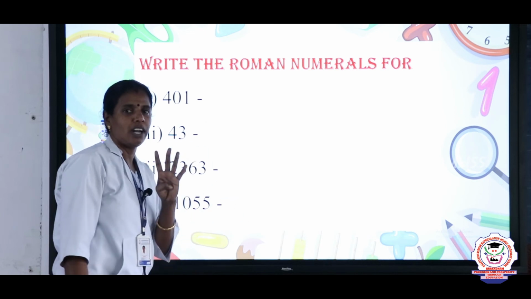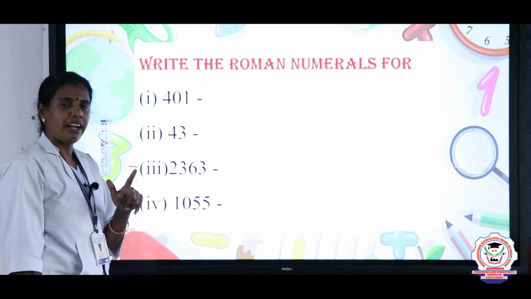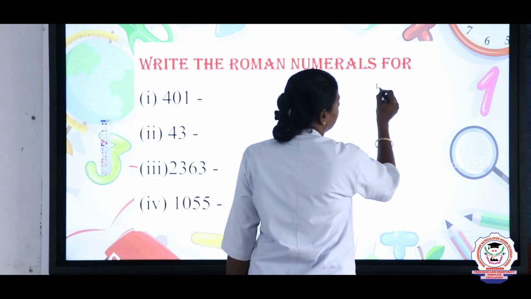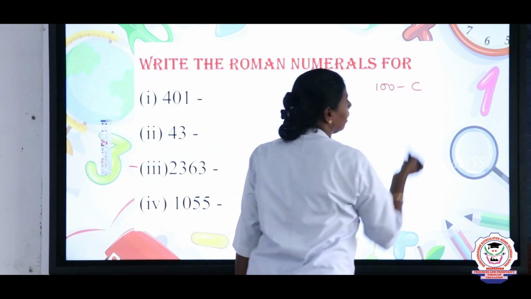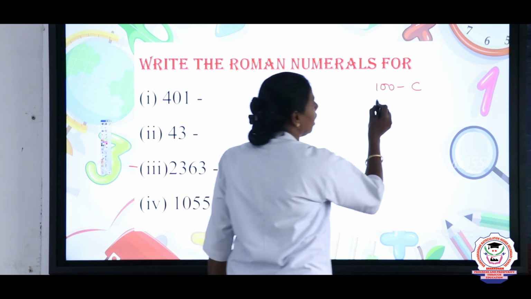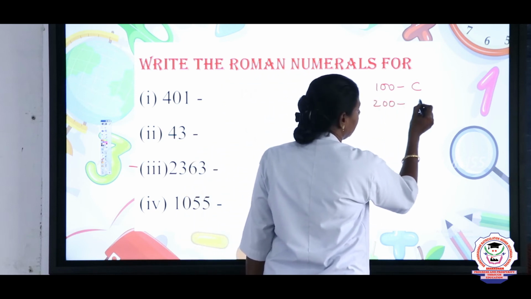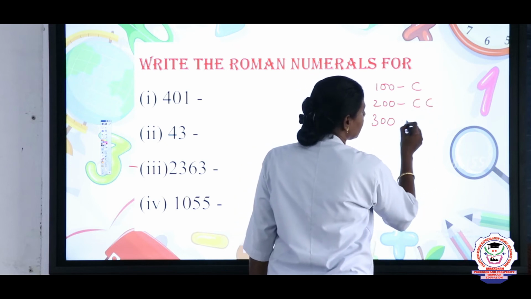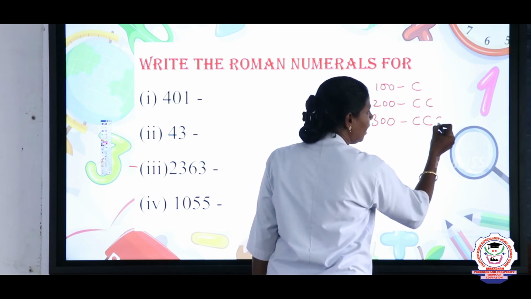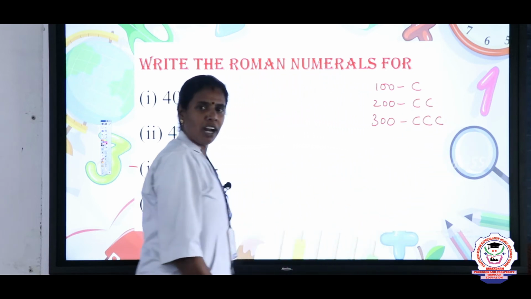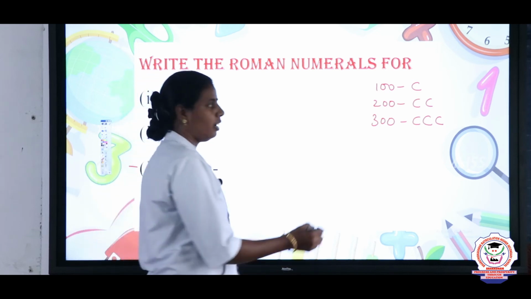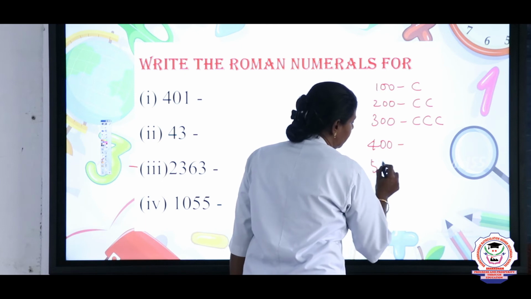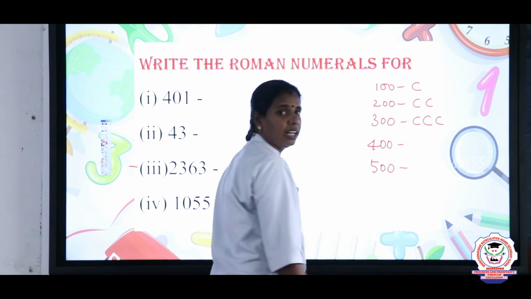How to write 401? For 100, what is the symbol? For 100, it is C. So, 200 we can write 3 times, now 300, C, 100, 200 and 300. For 400, how to write 400? For 500, the symbol is D.